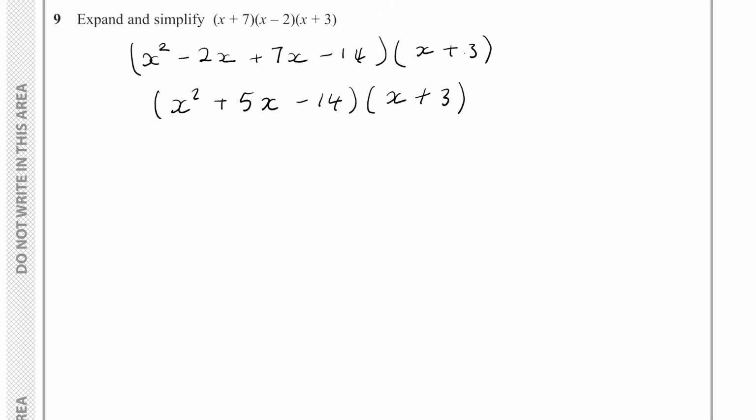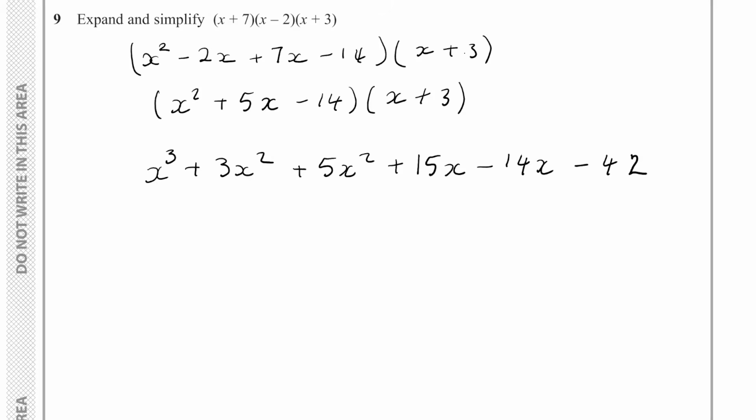So x squared times x is x cubed. X squared times 3, 3x squared. Now 5x times them both. 5x times x is 5x squared. 5x times 3, 15x. Negative 14 times x is negative 14x. And negative 14 times 3 is negative 42.